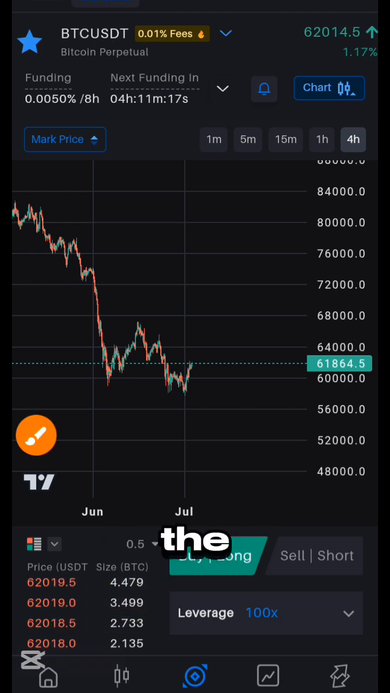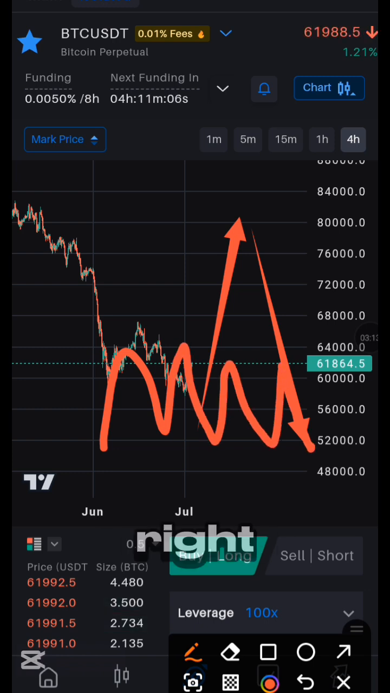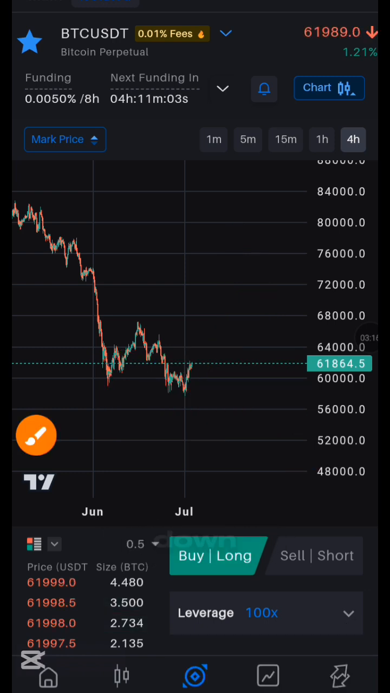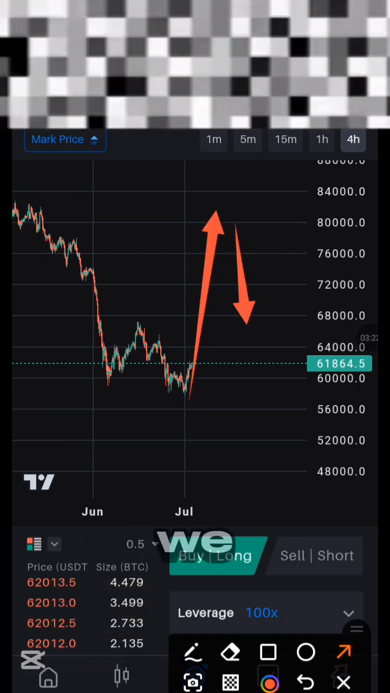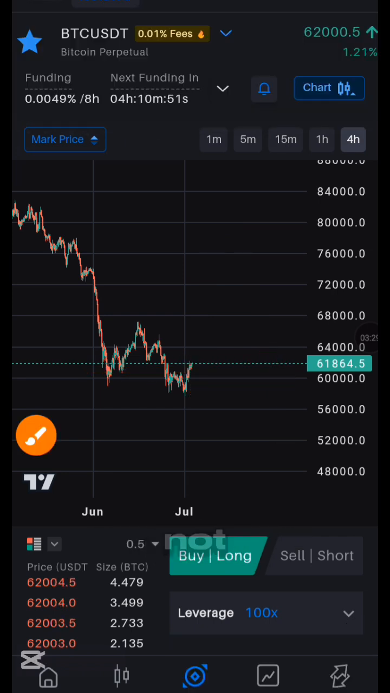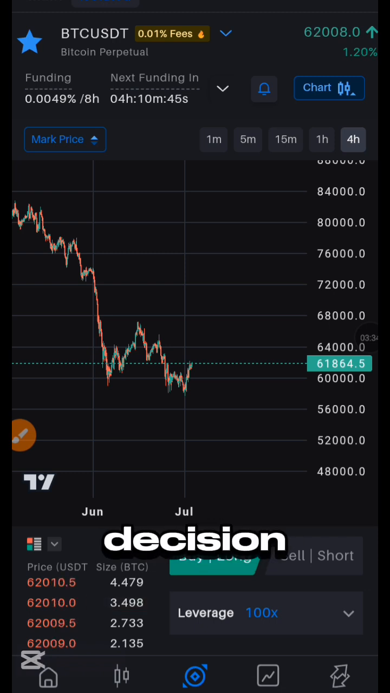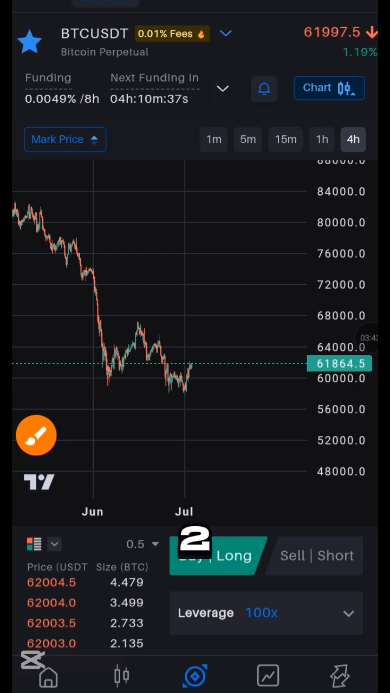So we have the upward movement, the uptrend, we have the downtrend, and we have a trend where market is neither going up nor going down. So these are the 3 types of market scenario we have: the uptrend, the downtrend, and the price where market is just going sideways. Now you have to choose the market you want to trade. This is where you make your trading decision. You either go long right here, or you go short right here. So that's step 2.